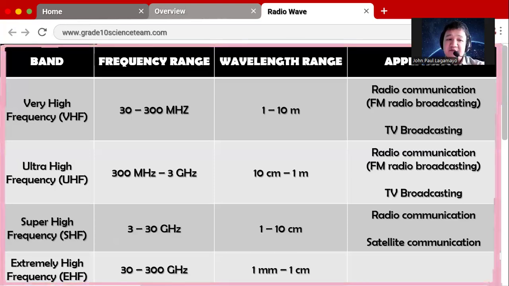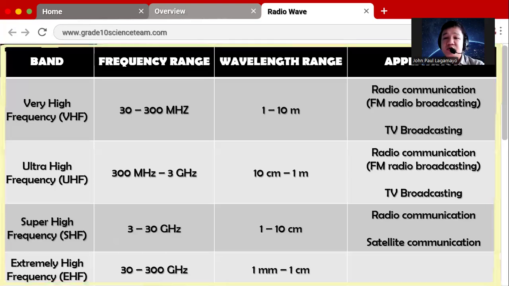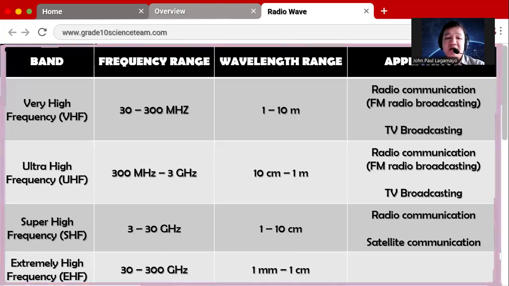Other thing is, of course, we have here the TV broadcasting. Yung sinasabi po dito sa very high frequency pertains to the black and white television. While dito naman po sa ultra high frequency, upward television. Okay po, so sana naiintindihan po natin dito.